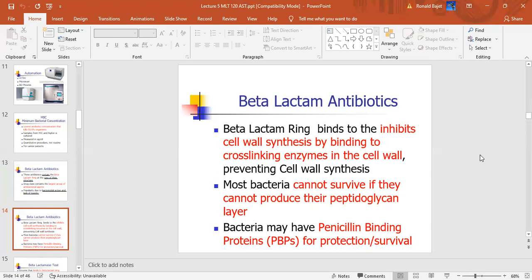Another thing too is that bacteria may have what's called a PBP, a penicillin binding protein. So if the doctor is going to give penicillin, the bacteria may have this other defense mechanism to make sure that the bacteria will survive. It's called a penicillin binding protein, or PBP. It wants to survive.